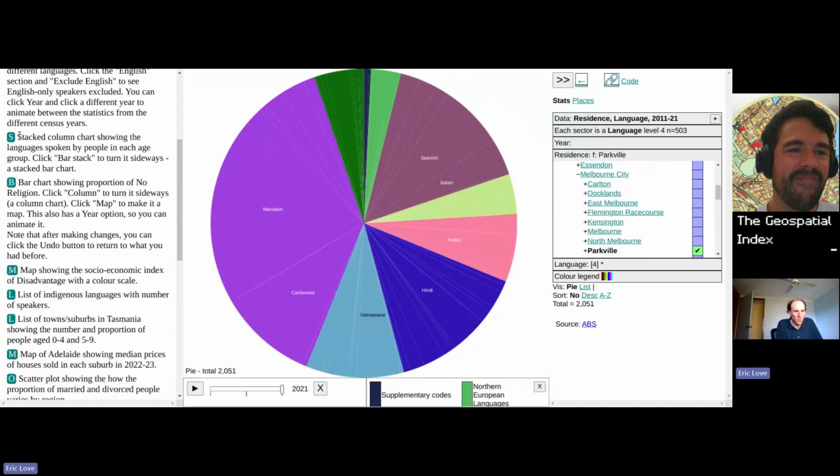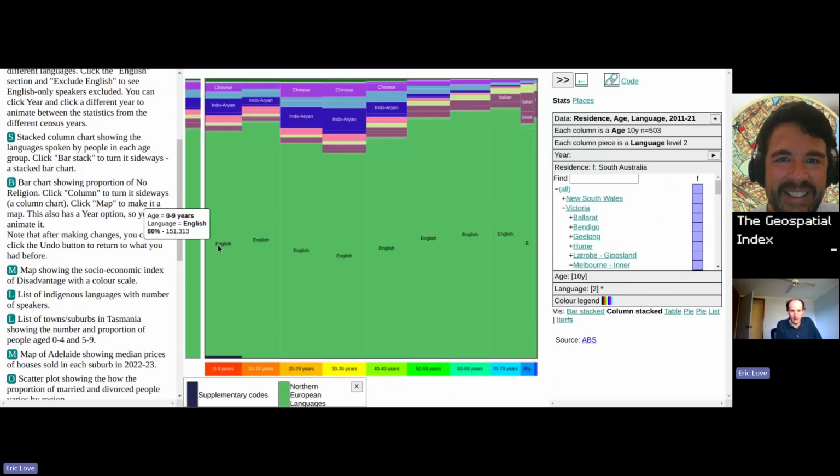So I'll show you a few more complicated ones. Stacked column chart. So this is the language breakdown in each age group. When you get to these ages, it's mostly English only speakers, but if you're in the 30s, then there's a big percentage of people who speak Indian languages. 8% of 30s people in the whole country are sort of Indian background.